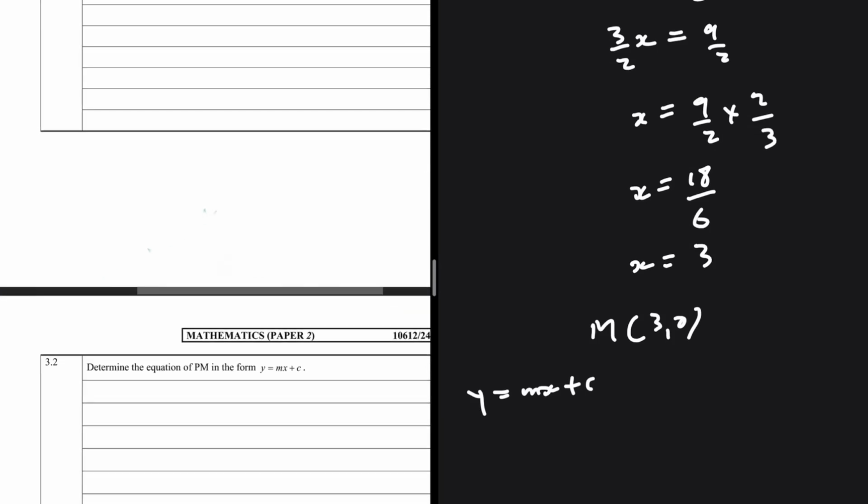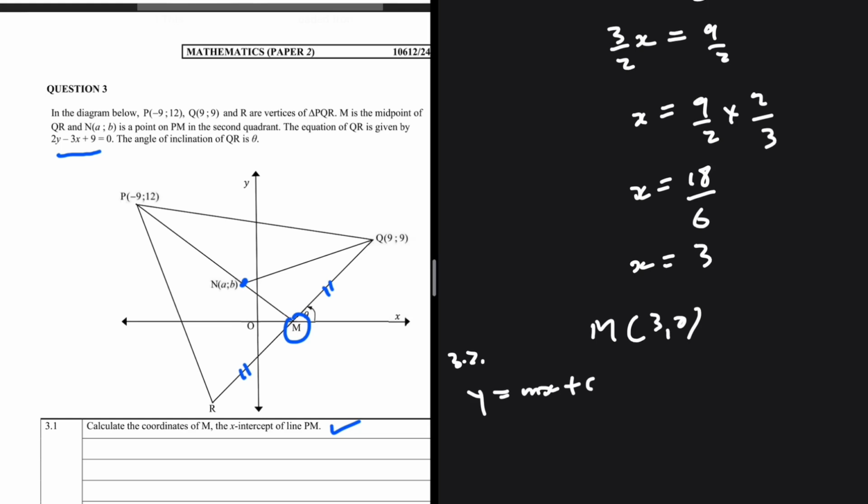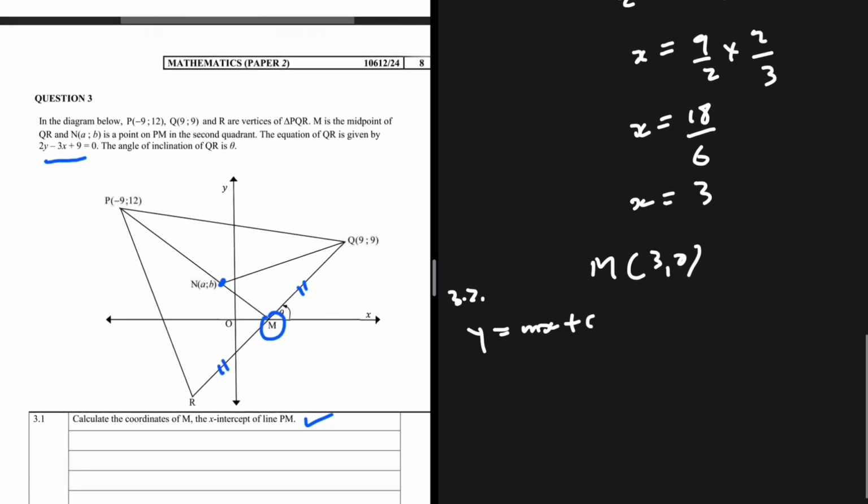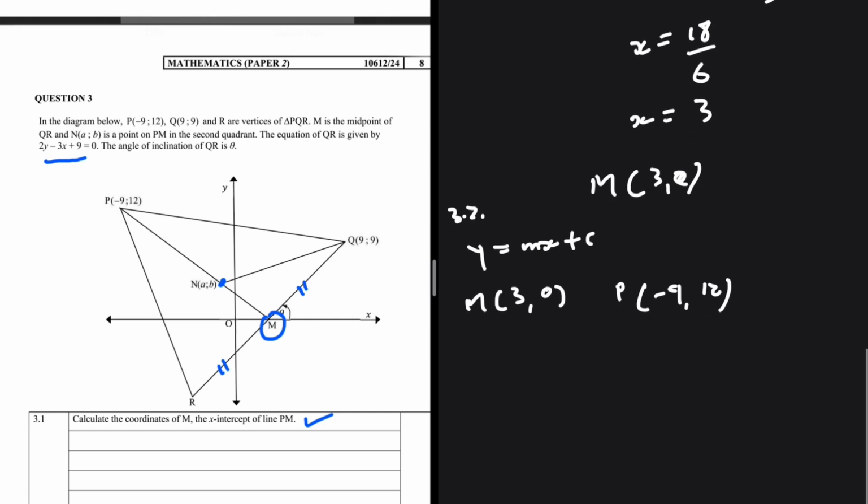We are looking for the equation of PM. Okay, so let's go back to the information that we have with regards to PM. Well, we know the coordinates of M, right? Which is 3 and 0. We also have the coordinates of P, which lies on PM, obviously. P is minus 9 and 12. So we can use these two points to find the gradient. After finding the gradient, we can substitute one of the two points to find the equation. So there we go. Let's do that.